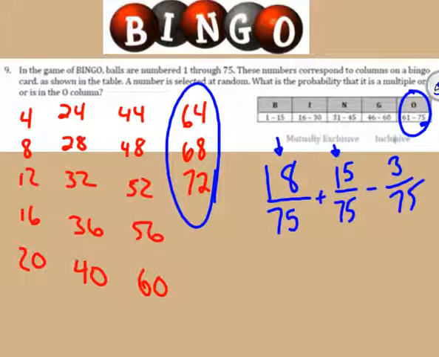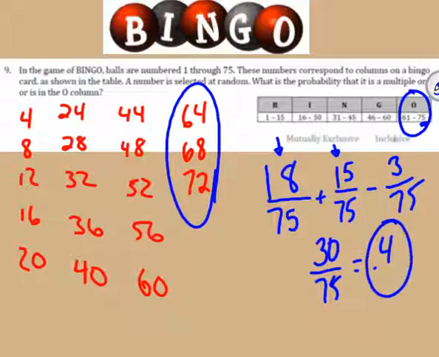So 18 plus 15 is 33. Minus 3 is going to be 30 out of 75. And 30 divided by 75 is going to equal 0.4. So that's your probability that it's a multiple of 4 or in the O column. So that's a pretty good problem. First you had to know multiples of 4, and you also had to know the values in the O column, and you had to figure out that these 3 overlap. The overlapping ones are the ones you subtract, right? Because they've been counted twice. They've been counted in the 18s and the 15s.